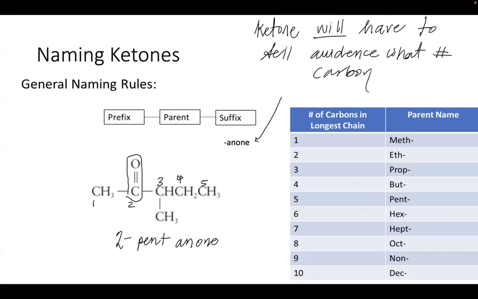All right, so we're almost done naming this. This guy happens to have a branch, so we need to take care of that. That branch is coming off of carbon 3, and it's a 1-carbon branch, so it's a methyl group. So 3-methyl-2-pentanone.